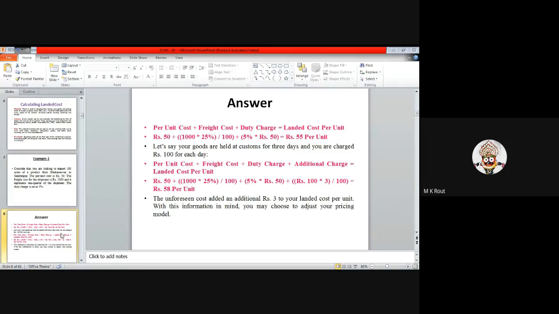And let's say your goods are held at customs for 3 days and you are charged 100 rupees for each day. In this regard, the landed cost equals per unit cost plus freight cost plus duty charges plus additional charges. In case of additional charges, you have to add 100 rupees into 3 number of days. So these unforeseen costs add an additional 3 rupees to your landed cost per unit. With this information in mind, you may choose to adjust your pricing models.